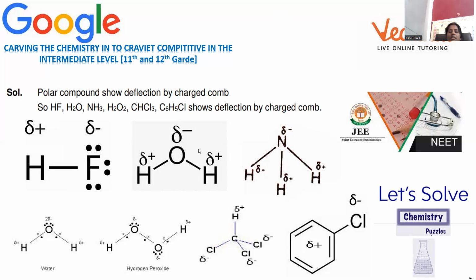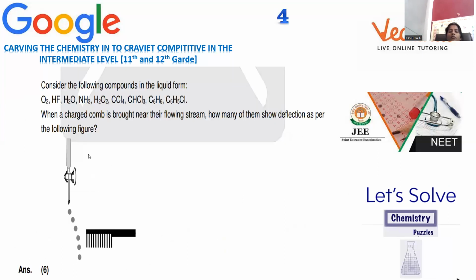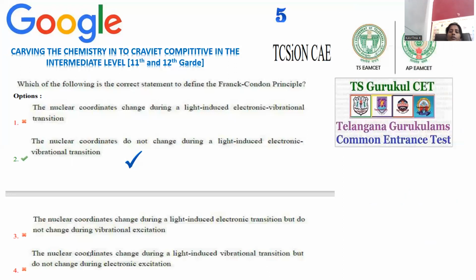You can notice the charges there, so these molecules show such a deviation whenever a charged cone is brought near their path. This is the way you can clearly explain. Only 6 molecules are said to be polar. Those are exhibiting such a deviation. For question number 4, the answer will be 6. Move on to question number 5.